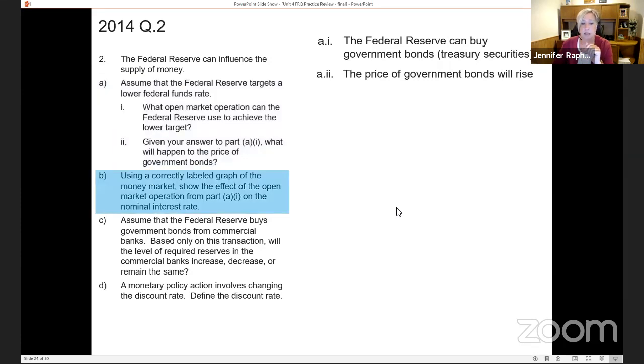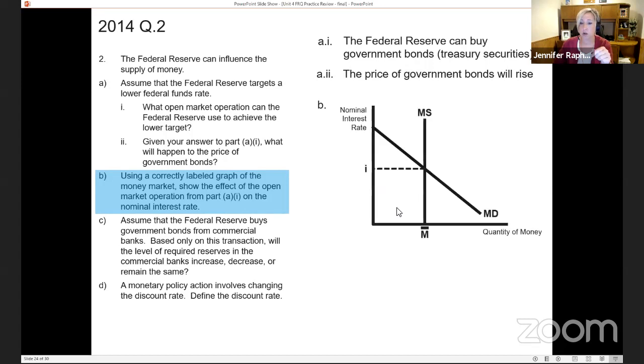Part B asks us to draw a correctly labeled graph of the money market to show the effect of the open market operation on the nominal interest rate. So when you are directed to show, you have to start with a correctly labeled graph. Remember to ace your graphs: axes, curves, equilibrium point. And then we know that in order to get a lower interest rate, the Fed would increase the money supply, and that's going to lead to the decrease in the nominal interest rate.